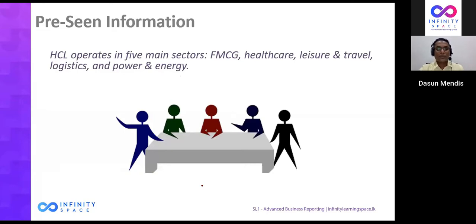Right, moving on to the next one. That is about operating segments, SLFRS 8. So according to the information given in the question, HCL operates in 5 main sectors: FMCG, healthcare, leisure and travel, logistics, power and energy.